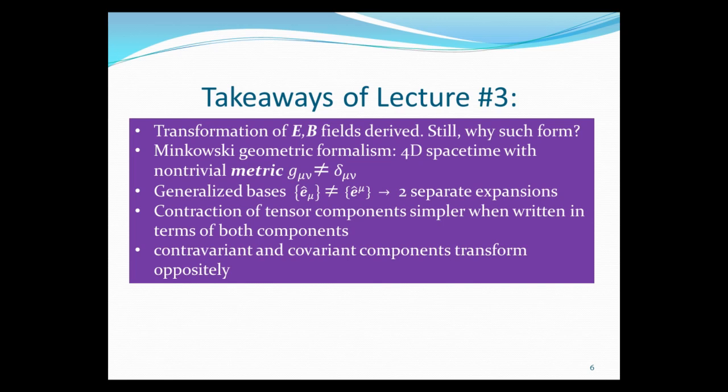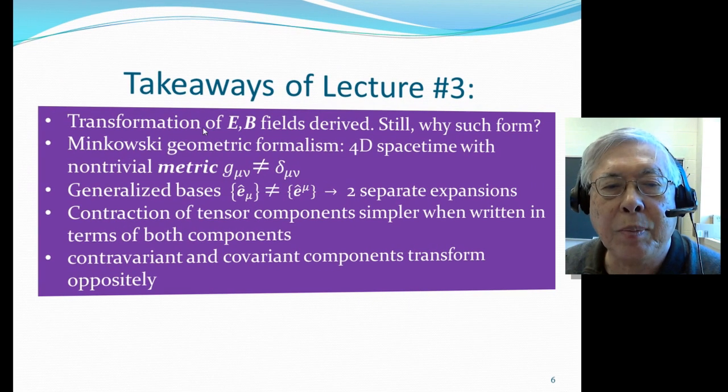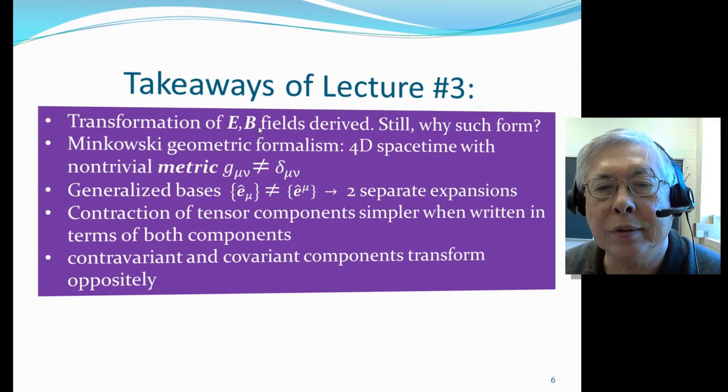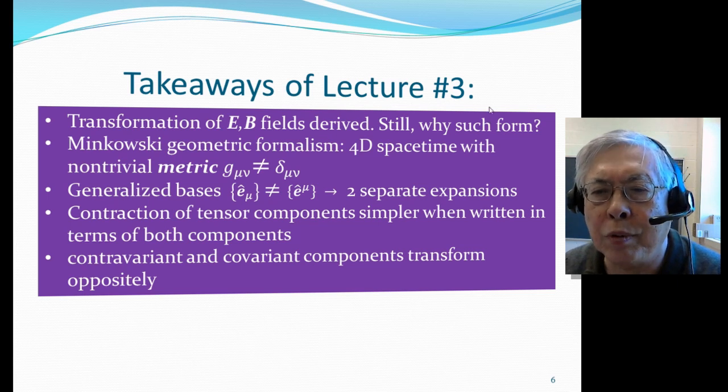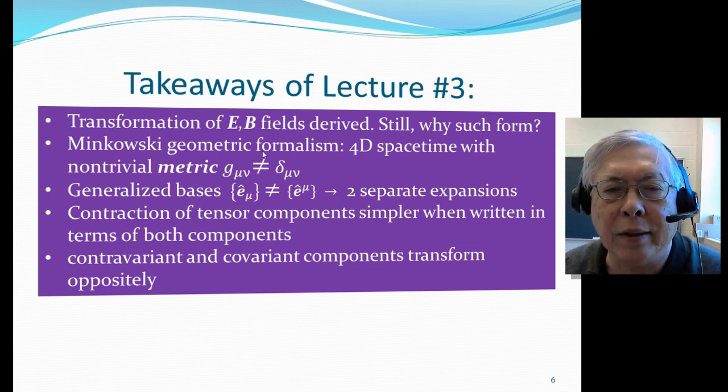Okay, that's the end of lecture 3. The takeaways: we talked about the transformation of the electromagnetic field. We derived it, but it looks very funny. It doesn't look like the transformation for coordinates or derivatives. So we wonder why such a form, which of course we will answer later on.